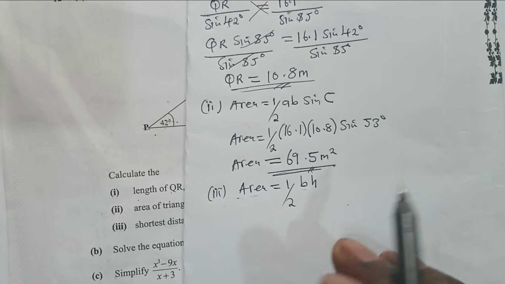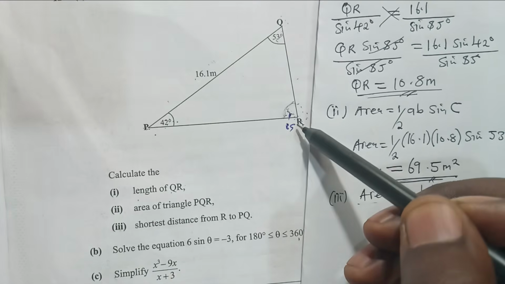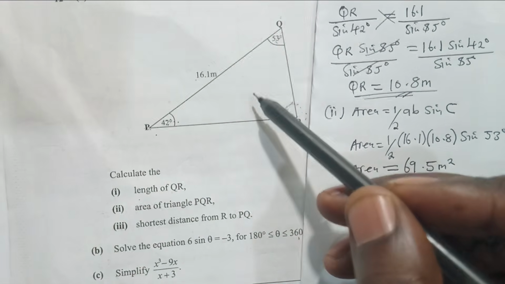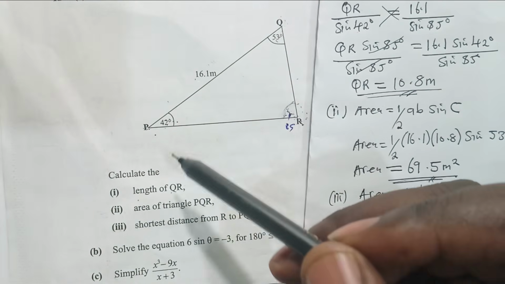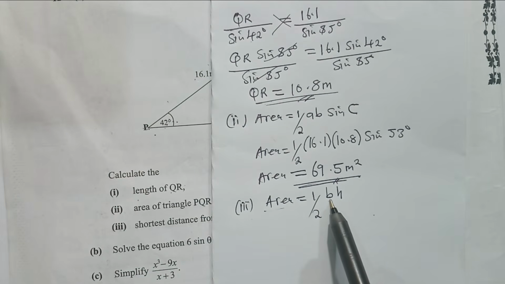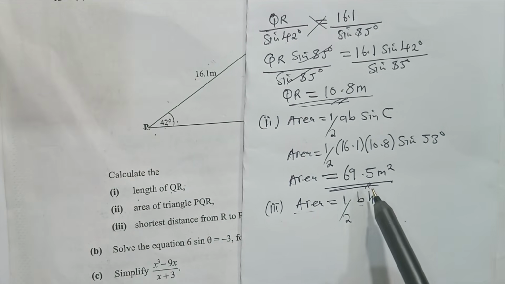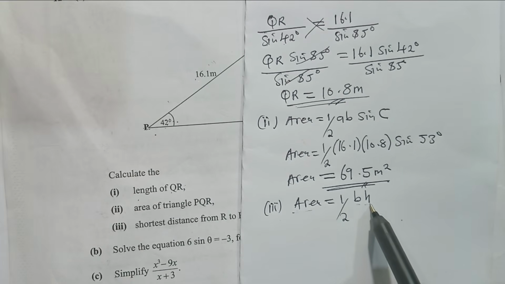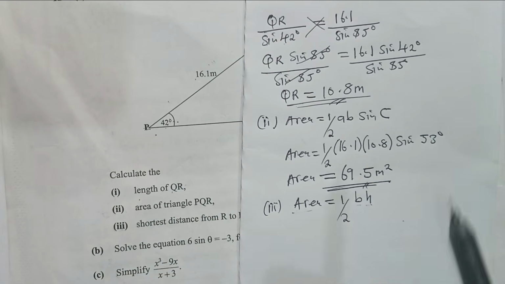So we are going to substitute 69.5 for area. Then the base of this triangle, because we are saying the shortest distance from R to PQ, this is the perpendicular height. And if this is the perpendicular height, then PQ becomes the base of this triangle. So for the base, we are going to put 16.1. And for the area, we use what we've already calculated. So we are going to simply find the value of h, that is going to be the perpendicular height. So let us quickly do that.